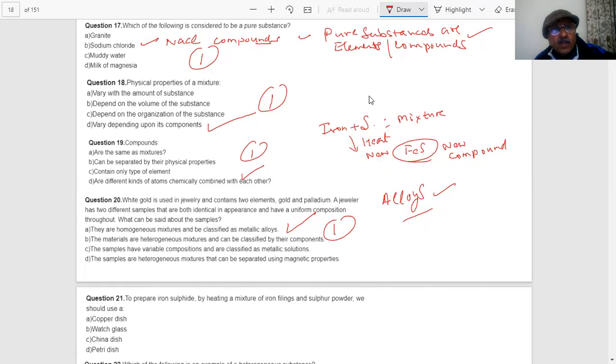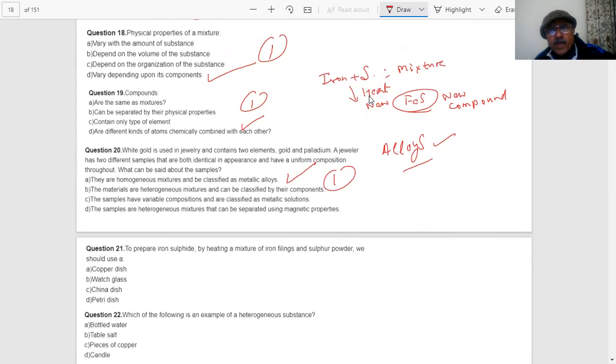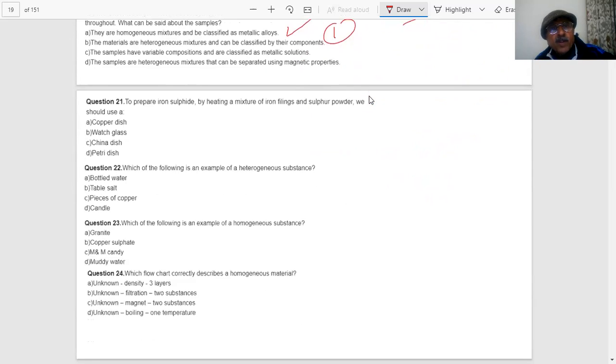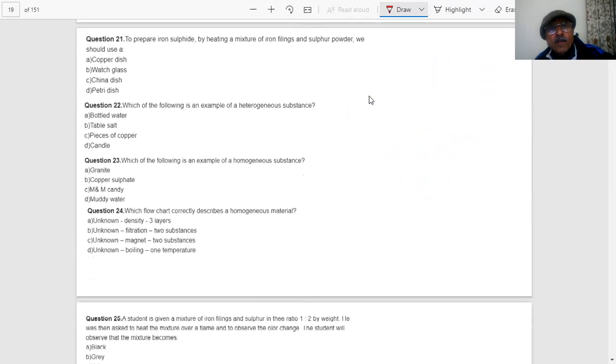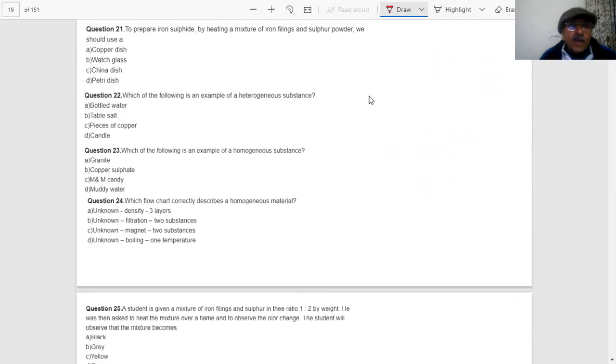Okay, all right. Next question, students. To prepare iron sulfide by heating a mixture of iron and sulfur, we should use the China dish. Okay, China dish. China dish is a dish which can be heated at high temperatures. It will not crack.